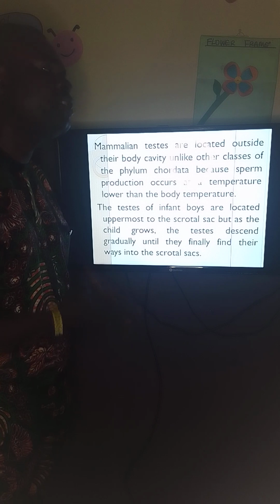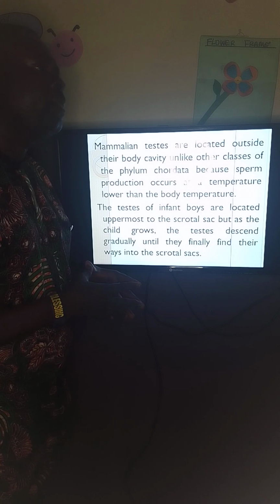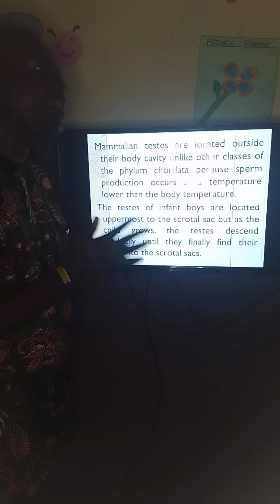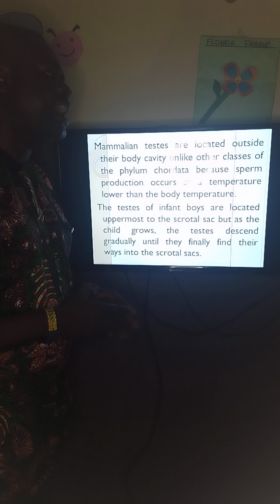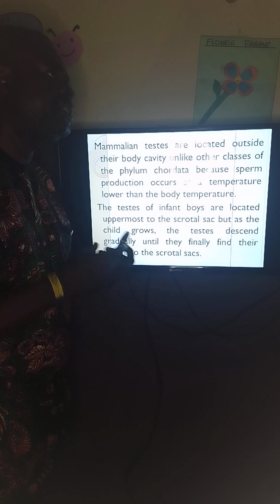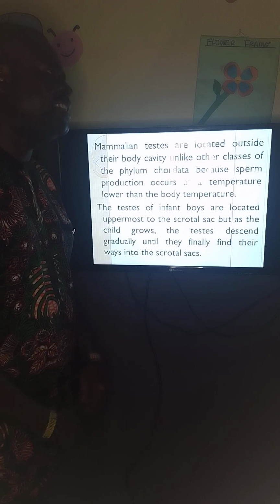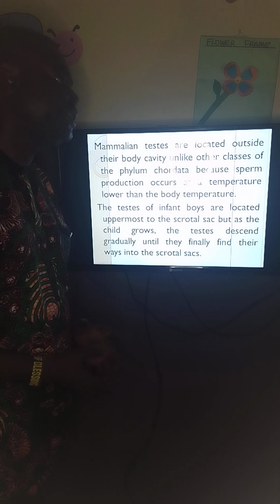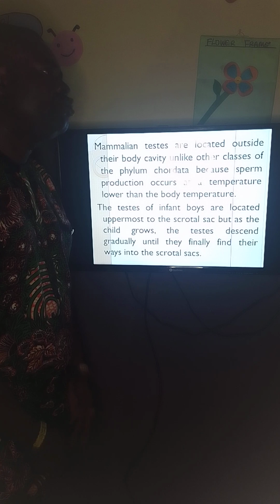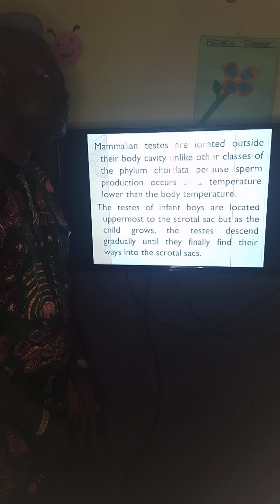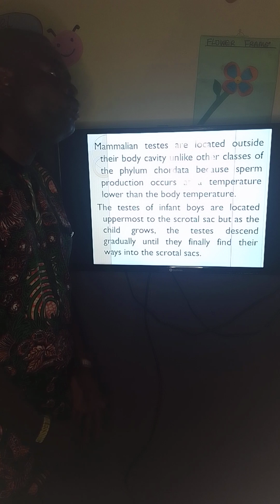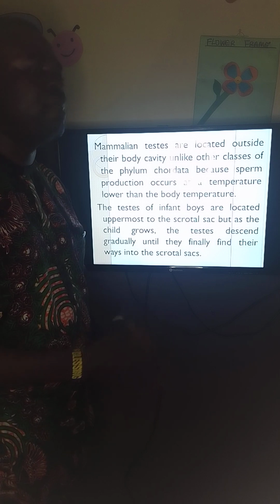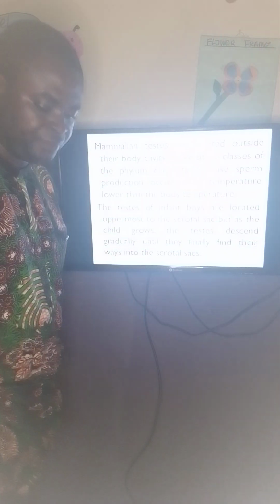The answer to this question is that the production of sperm that takes place in the testes occurs at a temperature lower than 37 degrees centigrade, and the normal body temperature is 37 degrees centigrade. So if the testis is allowed to be inside the body, sperm production will not take place. So it is outside to have its heat cooled so that the temperature is lower than 37 degrees centigrade so that sperm production can be effective.